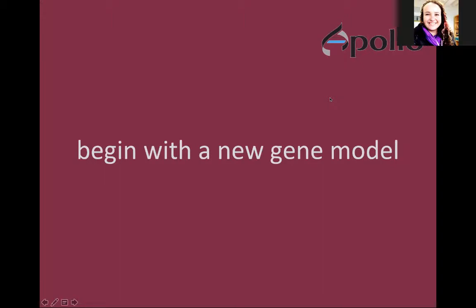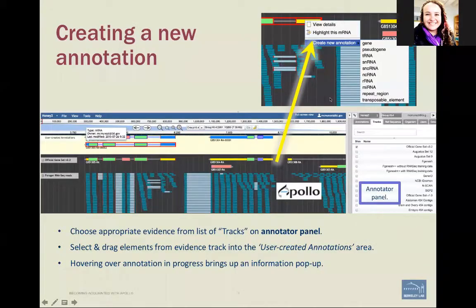This is how you create a new annotation. You can either give a right click to one of those elements that are located in the evidence tracks, here highlighted with a ginormous yellow arrow that shows you how you can pull out that right click menu and start a new annotation. So you can just choose any appropriate evidence from that list of tracks.